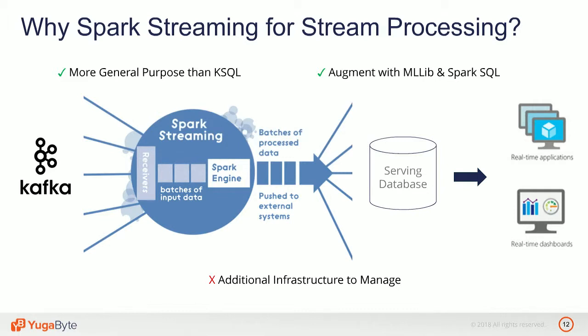So clearly, Spark streaming, by virtue of it being there for a longer period of time, is more general purpose than KSQL. You can run a lot more variety of aggregations on top of Spark streaming than KSQL. Once you install and deploy the Spark engine infrastructure, you have the ability to augment this with machine learning, and do interactive analytics with Spark SQL. So there are additional libraries that help you exploit this infrastructure for higher value.